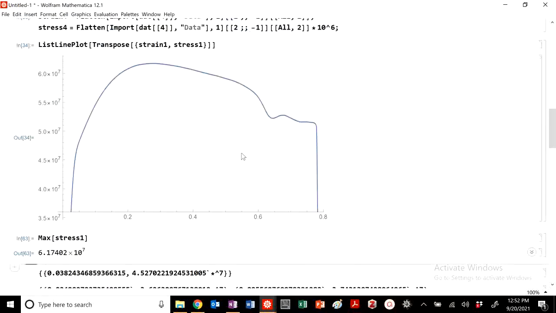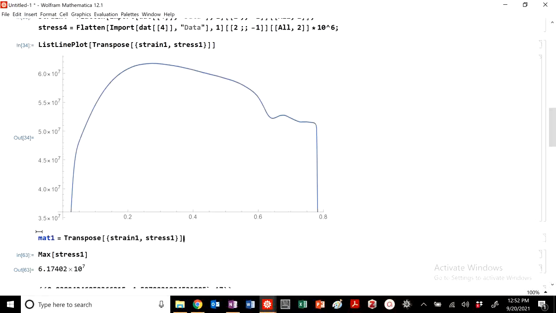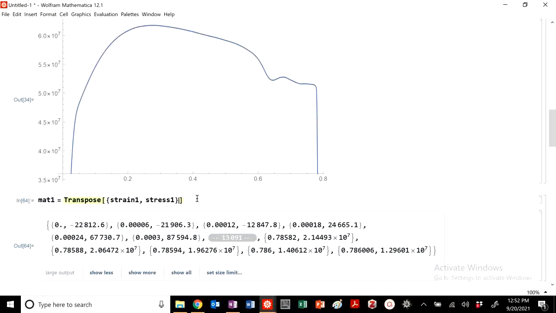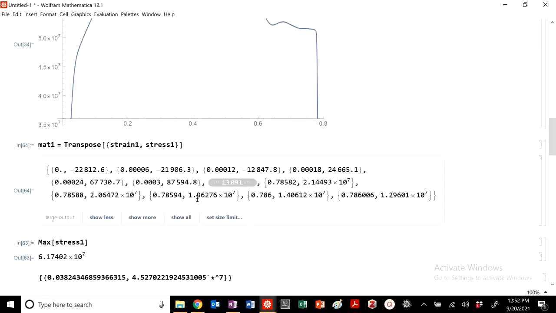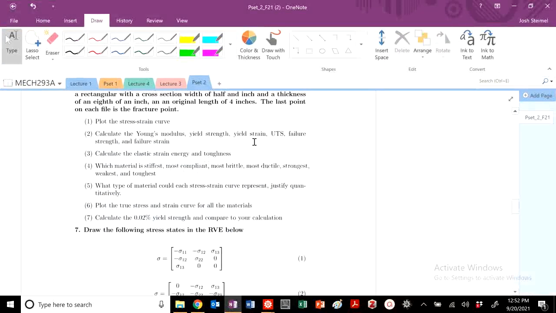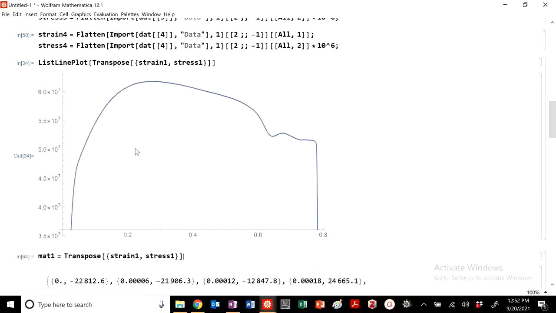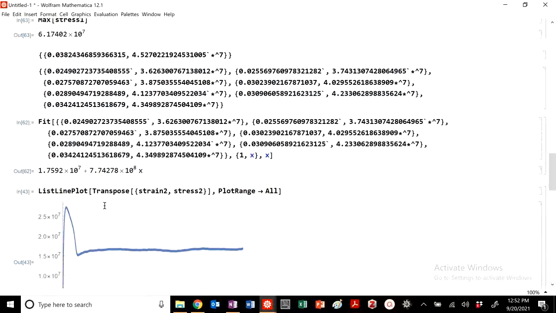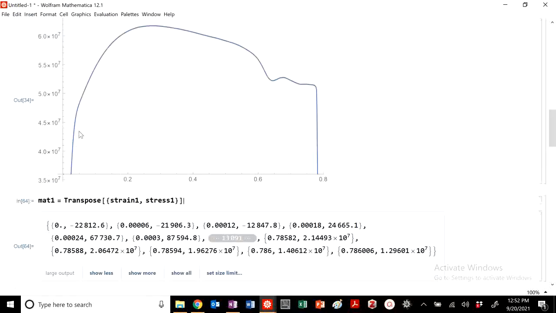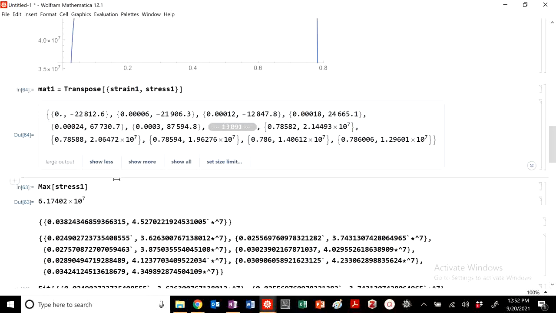I'm not going to go through all the calculations, but you kind of get the picture of what we're trying to do here. So I have this value. This is MECH1. We've already done this first part. I need to do elastic strain energy and toughness. So I'm going to need to figure out how do I calculate that.